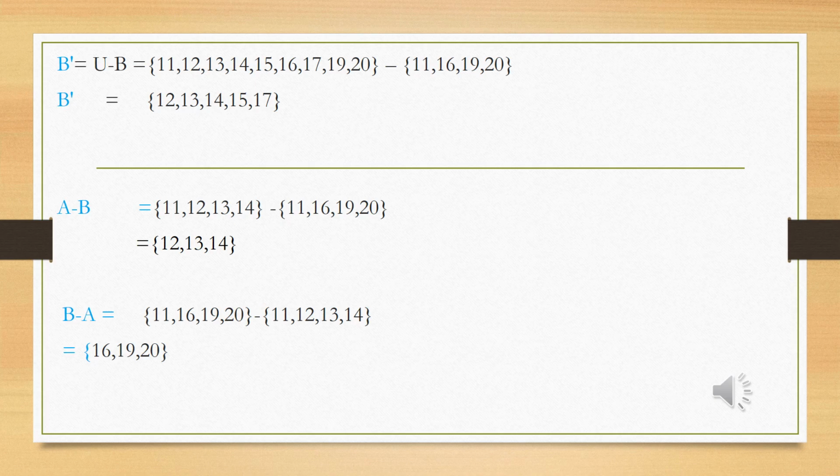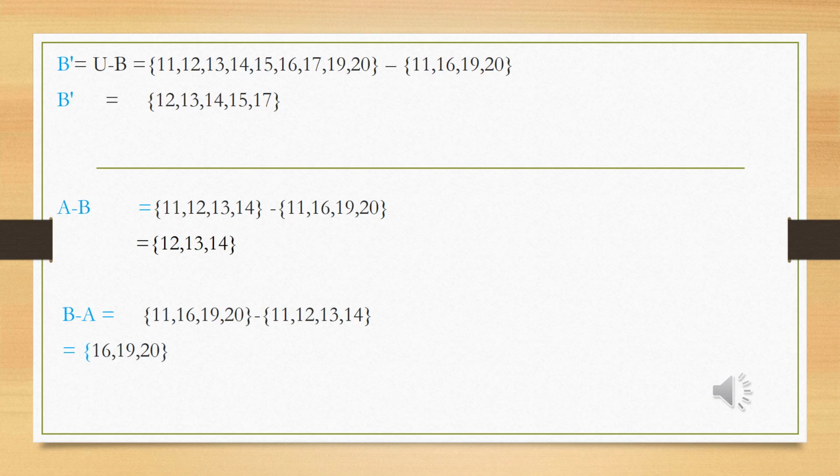Now, A difference B. It means you will write the elements that are found in set A but not in set B. In simple words, you will exclude elements of set B from set A and write the remaining elements of set A. Is it clear? So 11 is an element of set B that is in set A, so we will not write 11 and write the remaining elements that are 12, 13, 14.